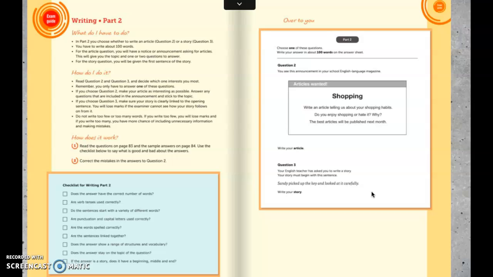Remember, this is something that you're going to have to write by hand. Try to write legibly. Make sure you practice a few more times to see how much is 100 words for you, and we're going to talk in another video about how to structure an article and how to structure a story.